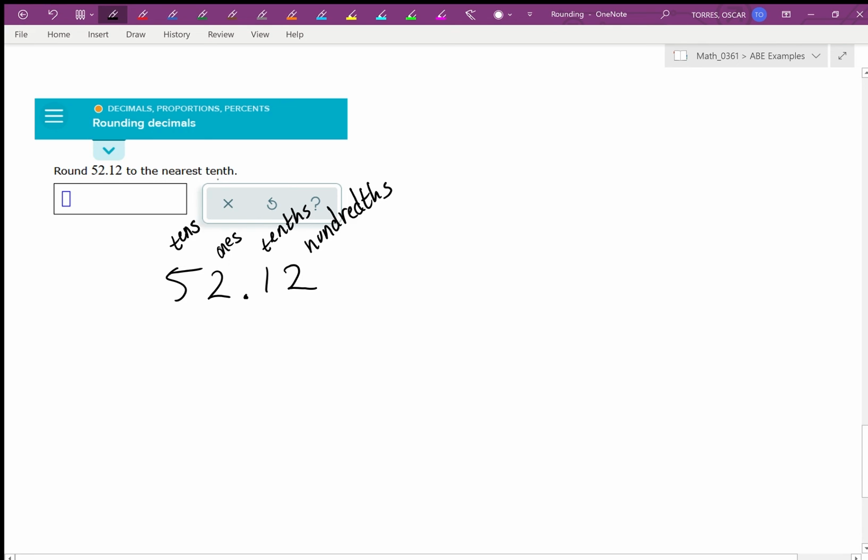So the problem wants me to focus on tenth, and make sure you read that correctly. This one has a TH, so we're going to underline the 1 and circle the number after it. The number in the circle will tell us whether the 1 goes up or whether the 1 stays the same. The 2 is less than 5, so it's going to stay the same. It's going to stay as a 1, and that 2 is going to become a 0. All the other numbers to the left of this 1 are going to stay the same. So we're going to have 52 or 52.10, and this will be the answer to the problem.